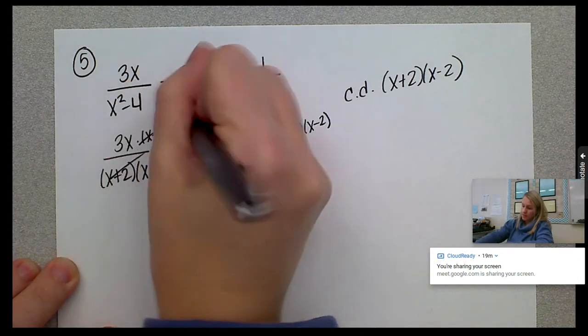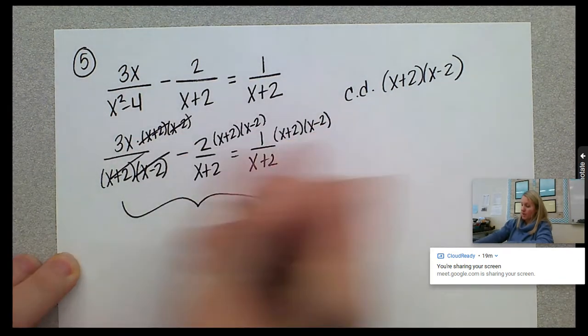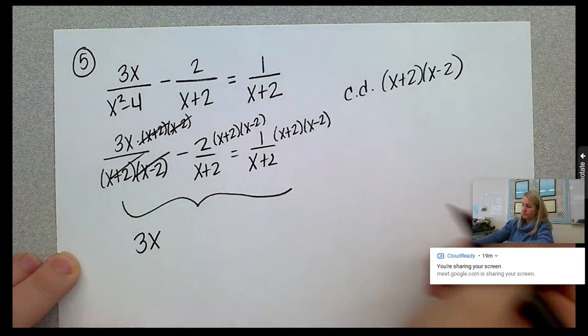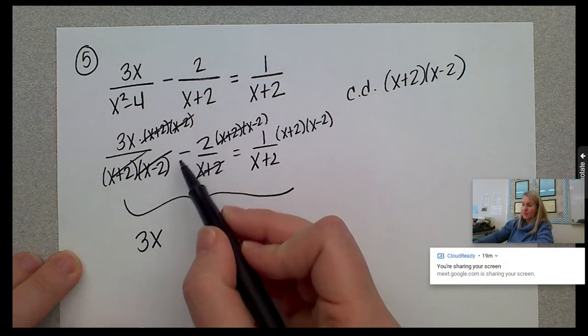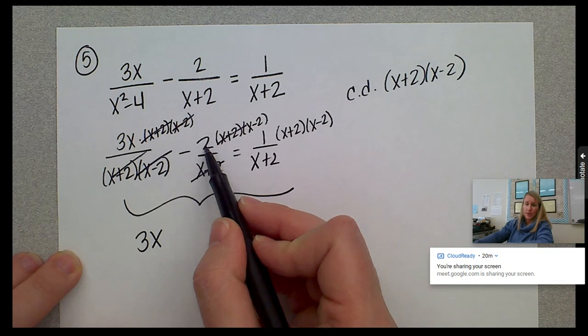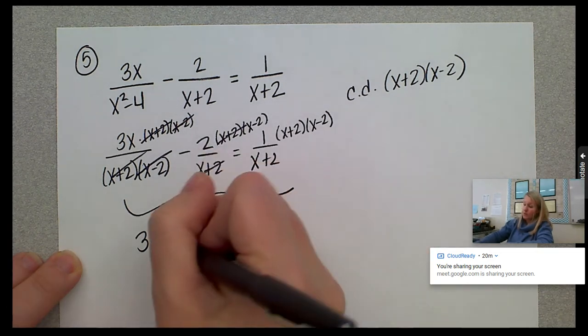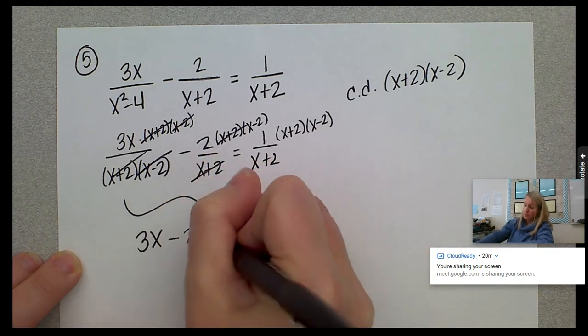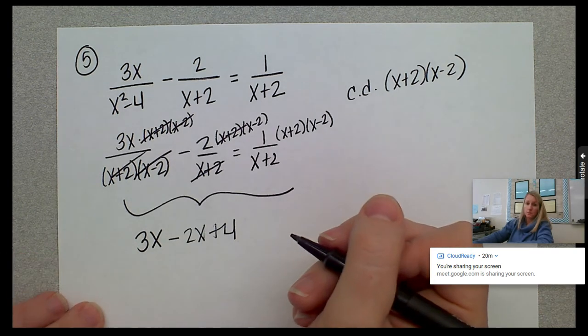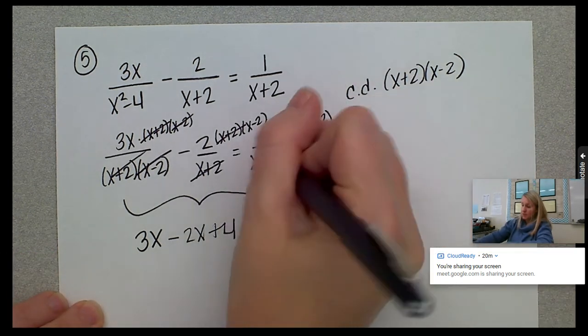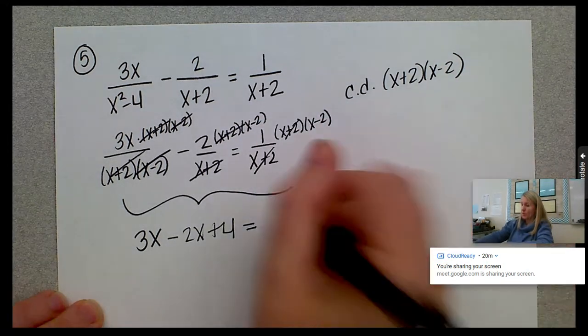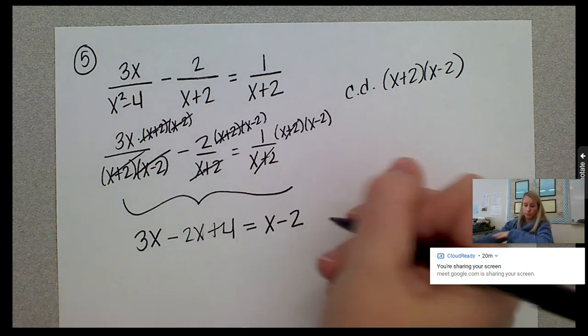Cancel, cancel, cancel, cancel. I'm left with a 3x. The x plus 2's cancel. And then once again, just be careful because that's a minus or a negative 2 that you're distributing now. So that will give you minus 2x plus 4, equal sign. The x plus 2's cancel. I'm just distributing a 1, so I'll be left with x minus 2.